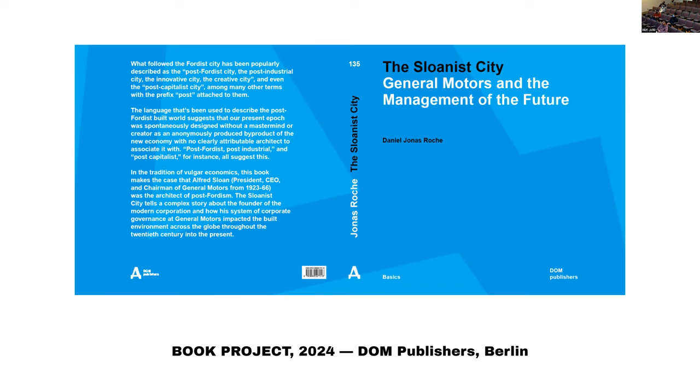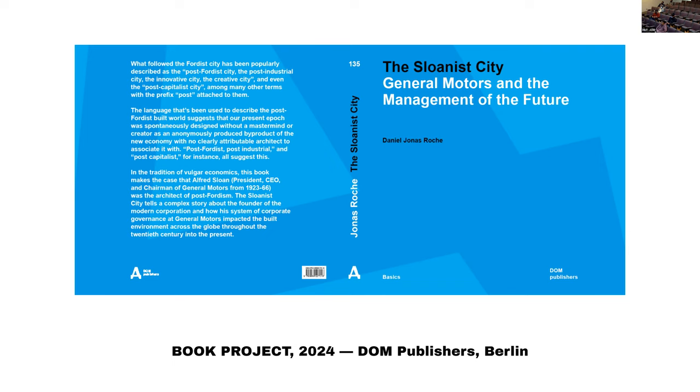What followed the Fordist city has been popularly described as the post-Fordist city, the post-industrial city, the innovative city, the creative city, and even the post-capitalist city, among many other terms with the prefix post attached to them. The language that's been used to describe the post-Fordist built world suggests that our present epoch was spontaneously designed, without a mastermind or creator, as an anonymously produced byproduct of the new economy, with no clearly attributable architect. Post-Fordist, post-industrial, post-capitalist, for instance, all suggest this. In the tradition of vulgar economics, this book makes the case that Alfred Sloan, president, CEO, and chairman of General Motors from 1923 to 1966, was the architect of post-Fordism.